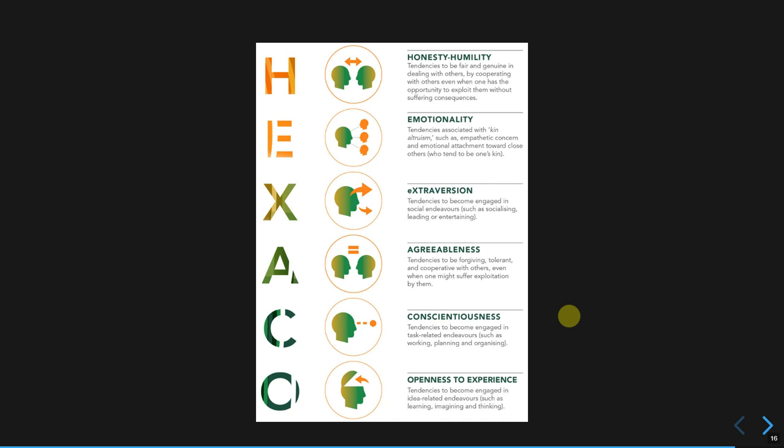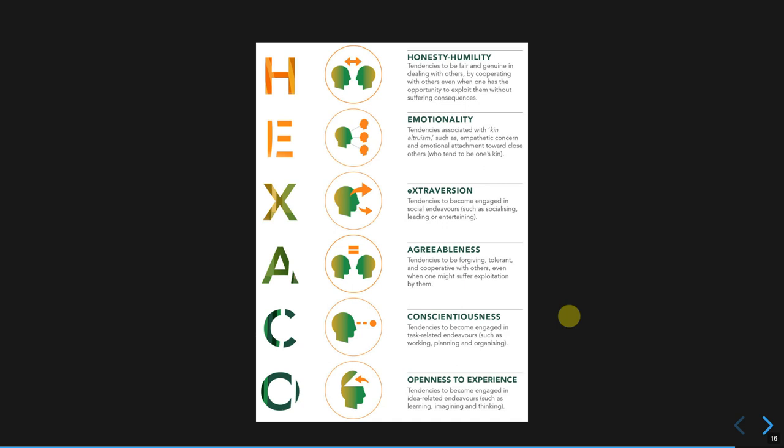And the next one would be extraversion. This is very similar to extraversion in the five-factor model. And then the next one would be agreeableness. So this is actually quite similar to agreeableness in the five factor model, but it differs slightly. Basically, agreeableness means that someone who has a higher score in this factor would show a tendency to be more forgiving, more tolerant, more cooperative, even when they are exploited by other people. Yeah. So being permissive, I would say.